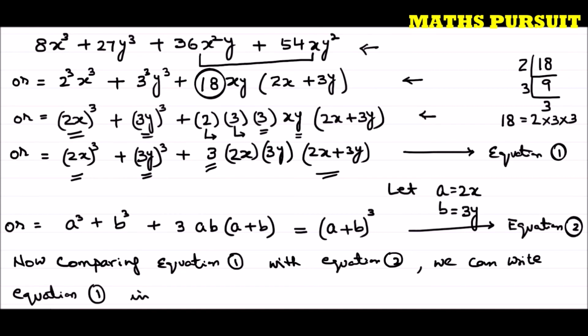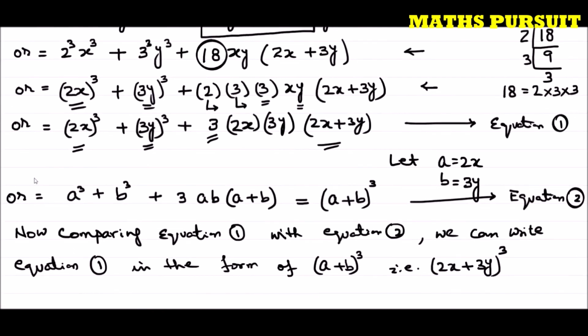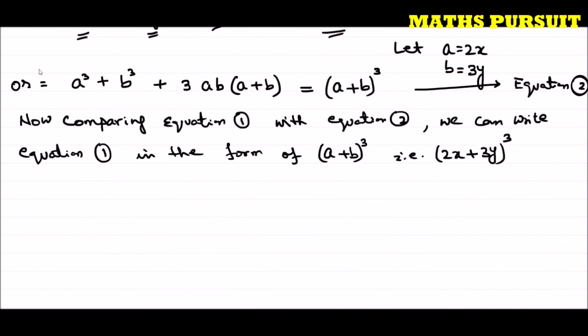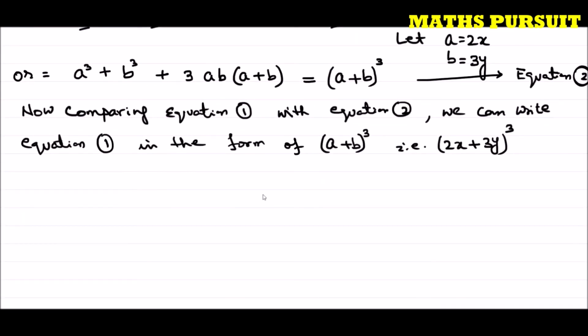in the form of a plus b to the power 3, that is nothing but 2x plus 3y, because we have considered a as 2x and b as 3y. So I can write a plus b to the power 3 as 2x plus 3y to the power 3. Hope guys you understood why I named those two lines as equation 1 and equation 2, so that I can identify or show what I am doing here. So we got 2x plus 3y to the power 3.